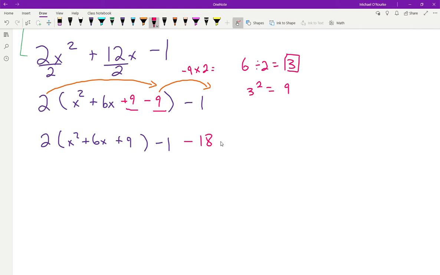Okay? Do we see that one? Do you understand how I got that negative 18? Can I see a yes or no? Or a potato, if we are totally lost?